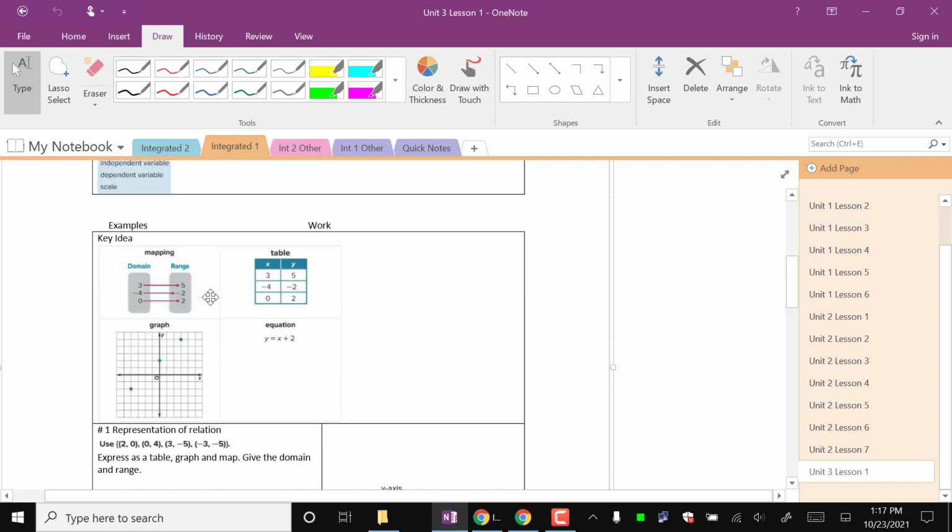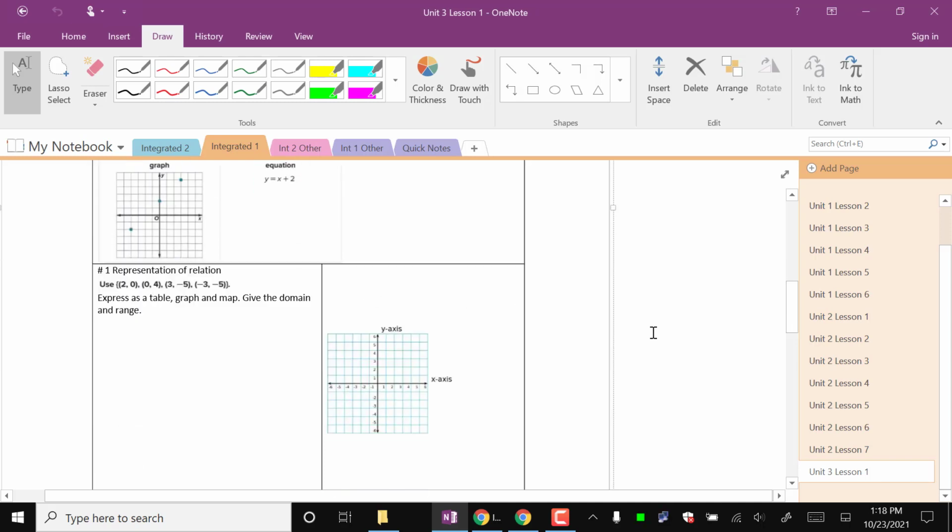We have a key idea. We have mapping: our domain goes to our range, so we have our domain values, and then we have our range values. We have a table which has the same domain and range values, just set up as X and Y. Then we graph out these values, and if we really wanted to, we can also make an equation from these values as well. We'll just be focusing on these three for today, the mapping, the table, and the graph, and we'll be talking about domain and range for today as well.